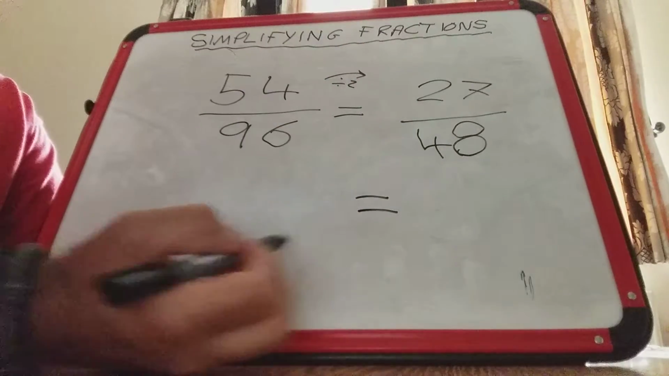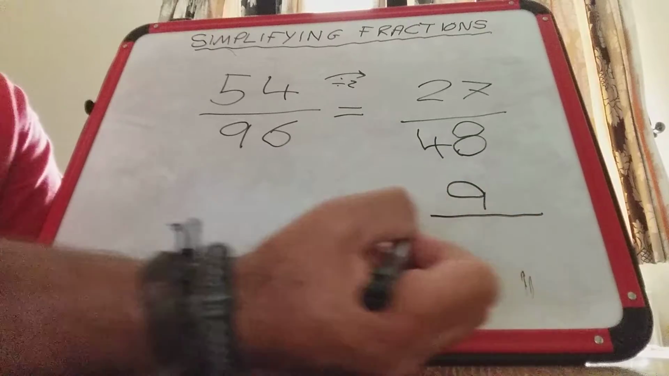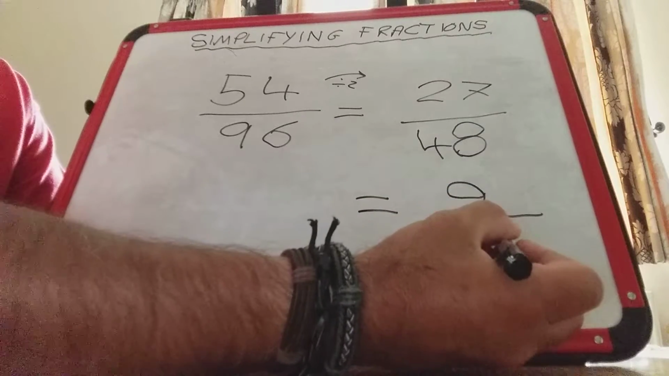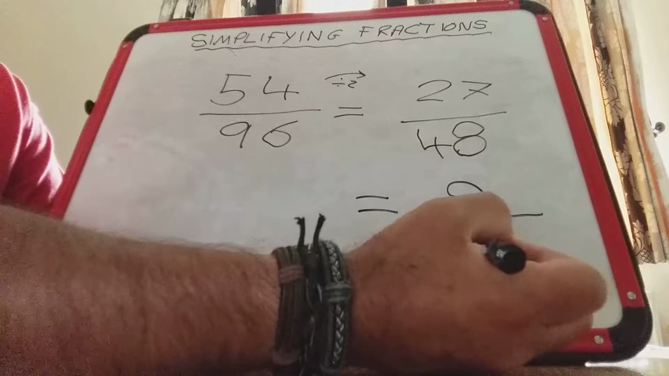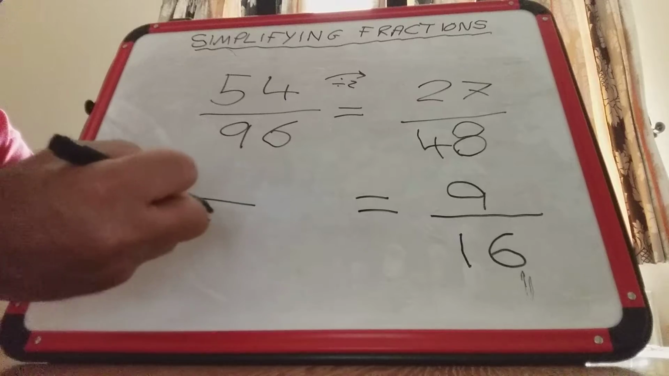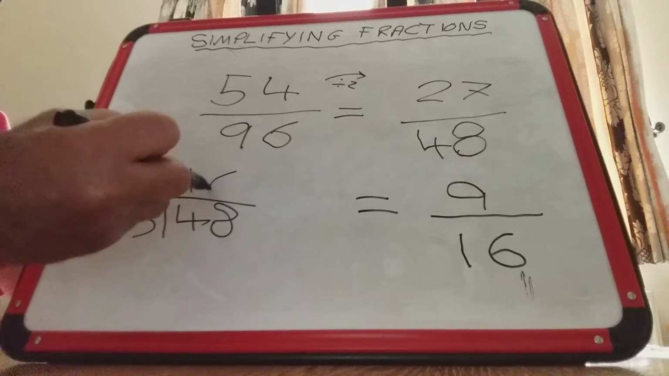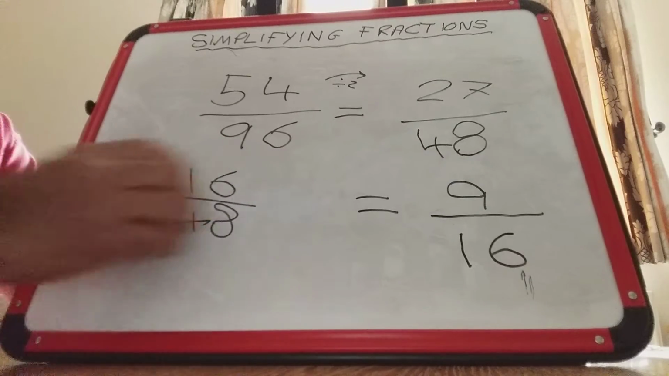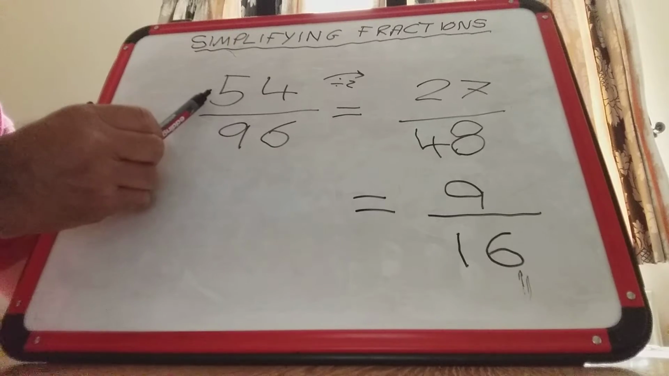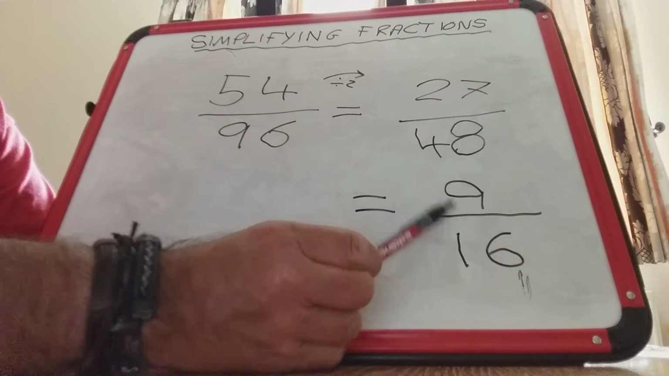So 27 divided by 3, and we get the answer 9. And 48 divided by 3 is 16. Okay, 48 divided by 3 is 16. If you don't believe me, do 48 divided by 3, and I promise you'll get the answer 16 up there. Right. So what we've done is we've simplified a really horrible looking fraction, 54/96, into one that's actually not so bad now, 9/16.